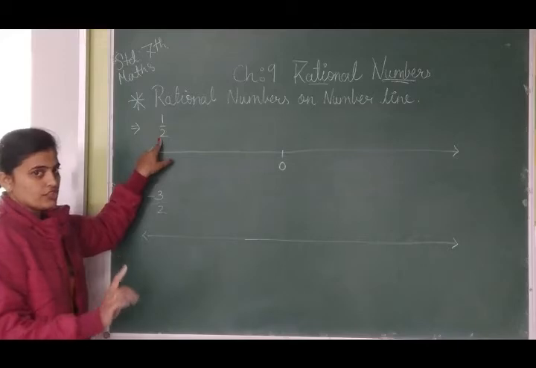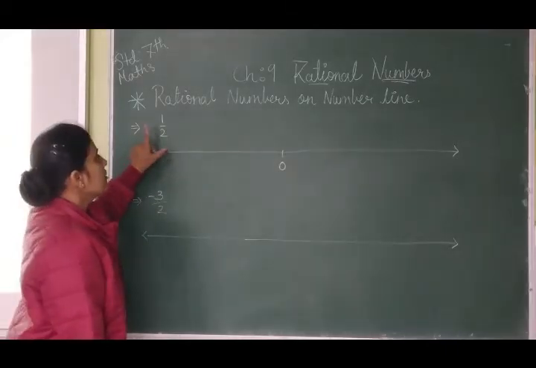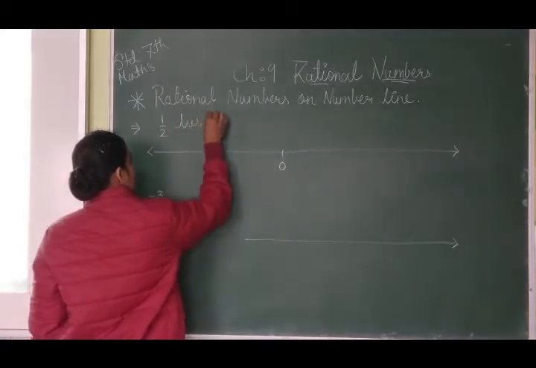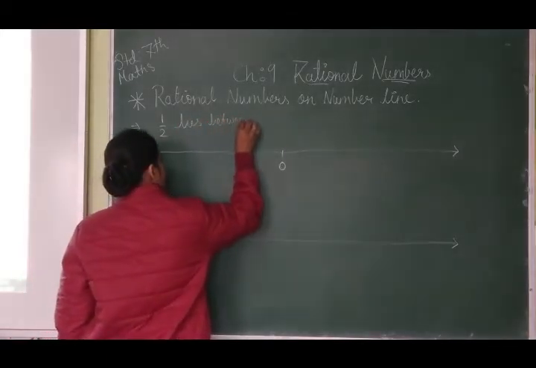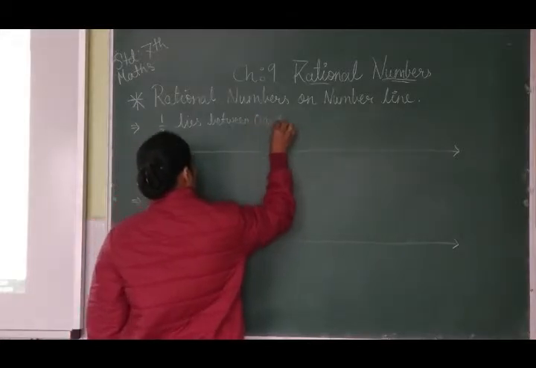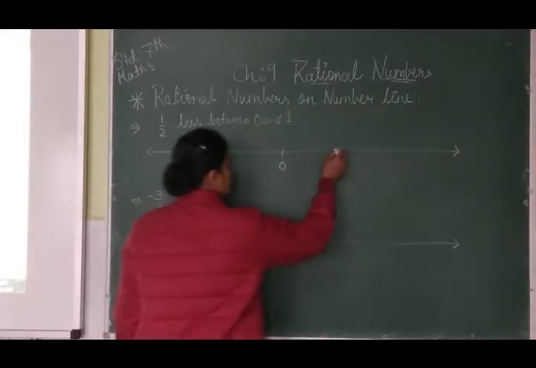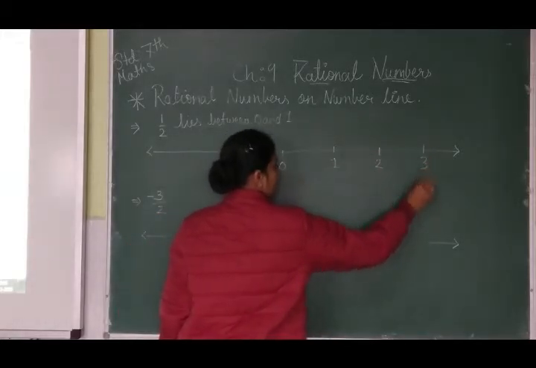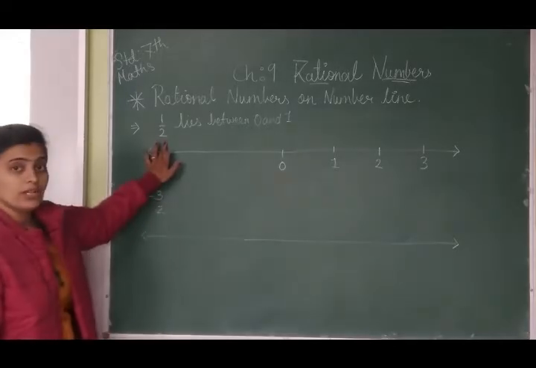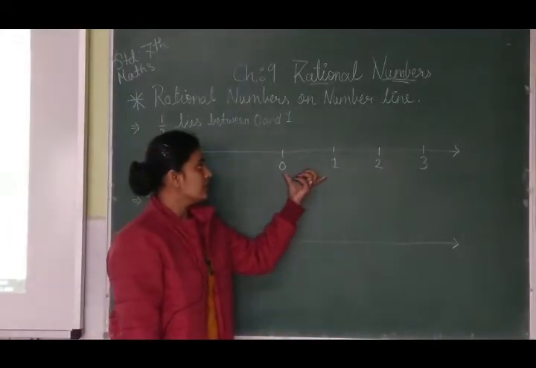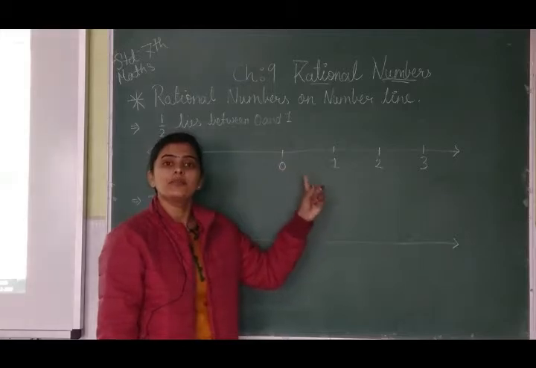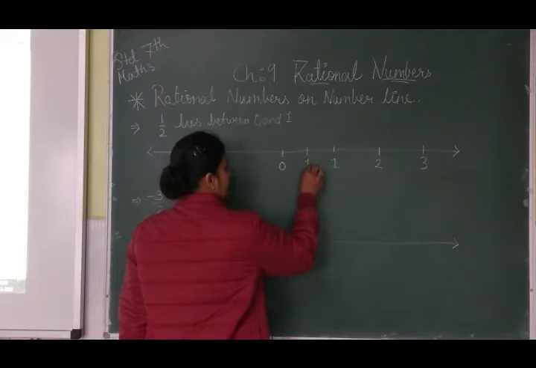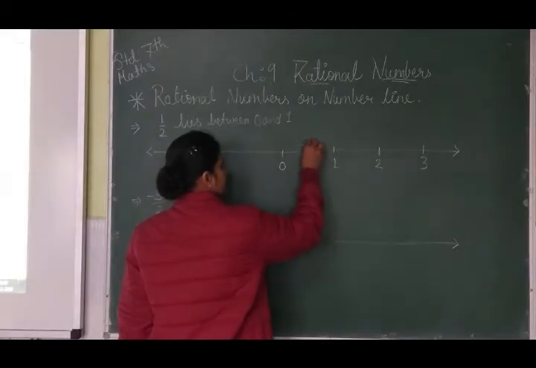1 by 2 is also a rational number. So 1 by 2 will be between what? 0 and 1. 1 by 2 lies between 0 and 1. So 0 after that 1. After that 2 and 3. Now we want 1 by 2 on the number line. That means it will be between 0 and 1 and exactly in the between. Half will be in the between. So here it will be 1 by 2.